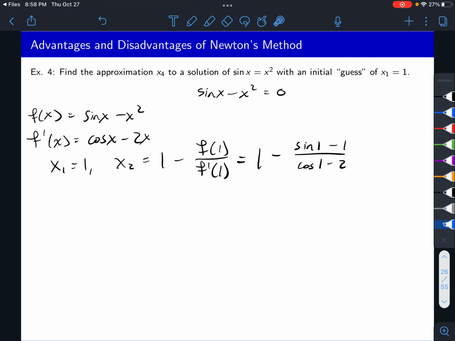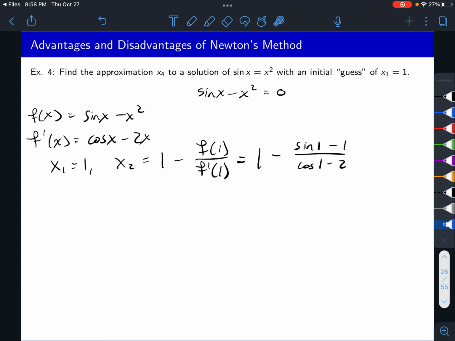And so here's another thing that could go wrong and that you might want to avoid with your approximation methods. So let's find an approximation to a solution of this thing with an initial guess of x1 equals 0. So this is our f of x, and then our f prime of x would be negative 3x squared plus 8x minus 2. So x1 equals 0.